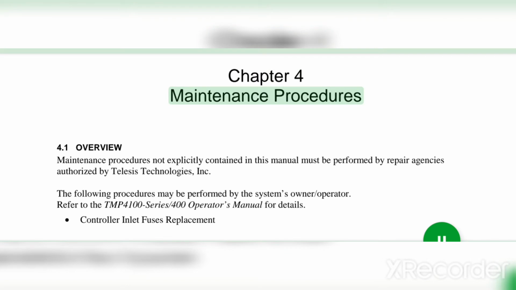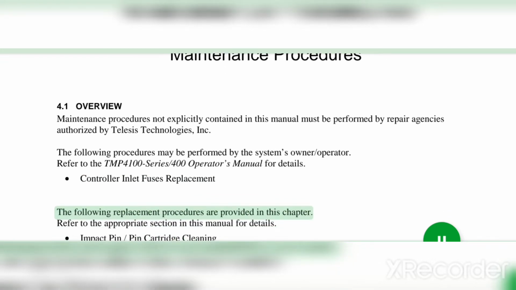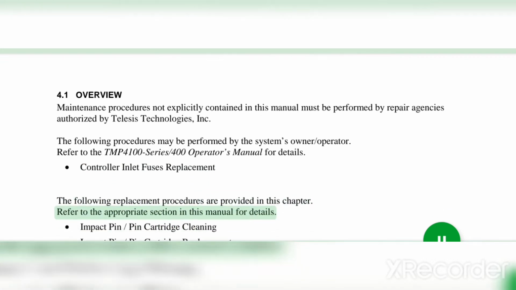Chapter 4, Maintenance procedures. 4.1 Overview. Maintenance procedures not explicitly contained in this manual must be performed by repair agencies authorized by Telesis Technologies, Inc. The following procedures may be performed by the system's owner/operator. Refer to the TMP 4100 series / 400 operators manual for details. Controller inlet fuses replacement. The following replacement procedures are provided in this chapter. Refer to the appropriate section in this manual for details.